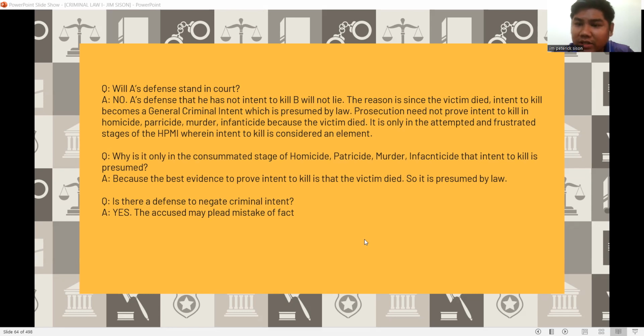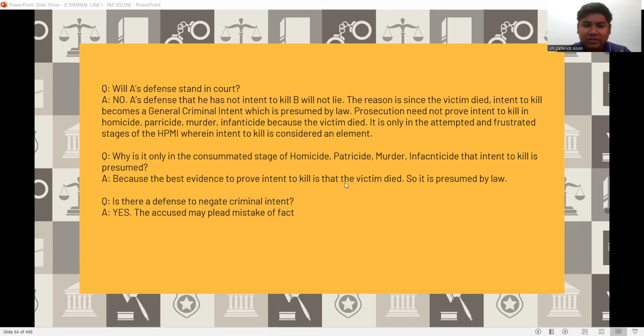Okay? So it is only in the attempted and frustrated stages wherein intent to kill is considered an element. If the crime is already consummated, like the victim died, there is no need to prove intent to kill. Why? In the consummated stage of homicide, parricide, murder, and infanticide, intent to kill is presumed because the best evidence to prove intent to kill is the body of the victim. The victim died. Therefore, it is a general criminal intent and it is presumed by law.